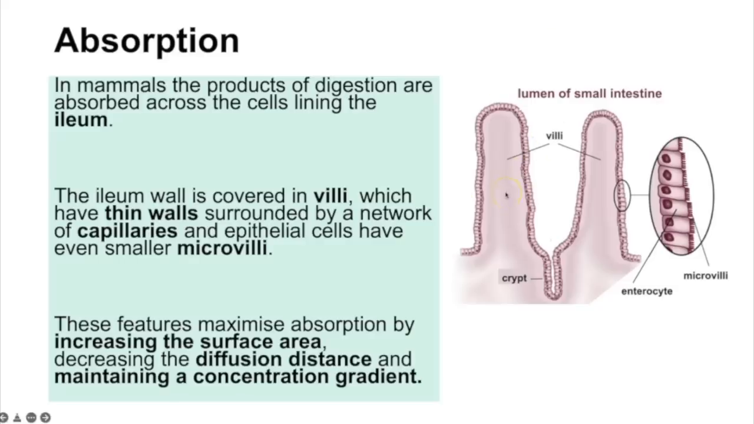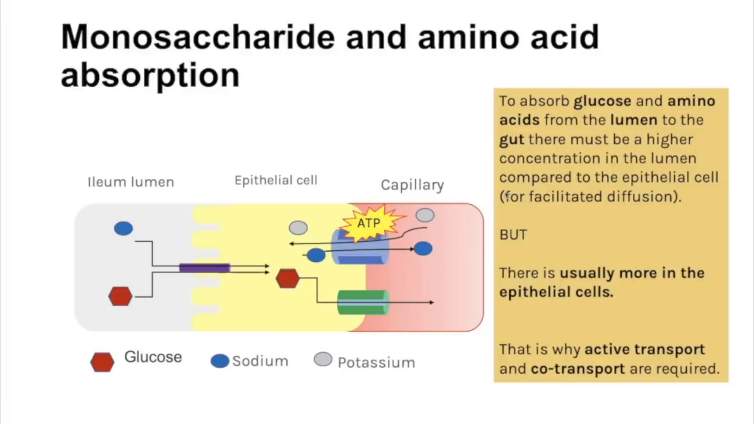maintaining the concentration gradients. Now, this actually links to as well topic 2 when you learnt about co-transport. And that is because the monosaccharides like glucose and amino acids can only be absorbed by active transport in the form of co-transport. And that is because there's usually a higher concentration of either amino acids or glucose already in the epithelial cell. So in order to be able to move even more from the ileum into the epithelial cell, we require this co-transport. But that theory is covered in topic 2.